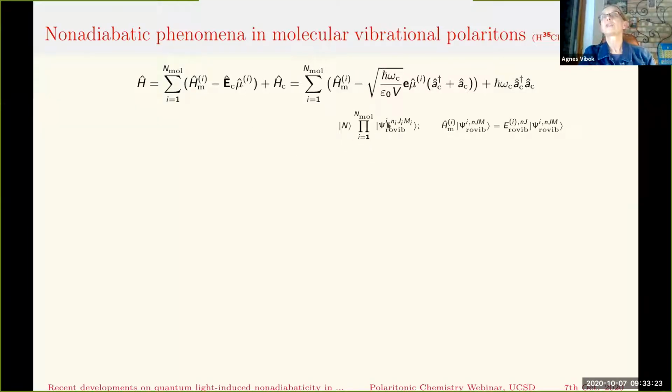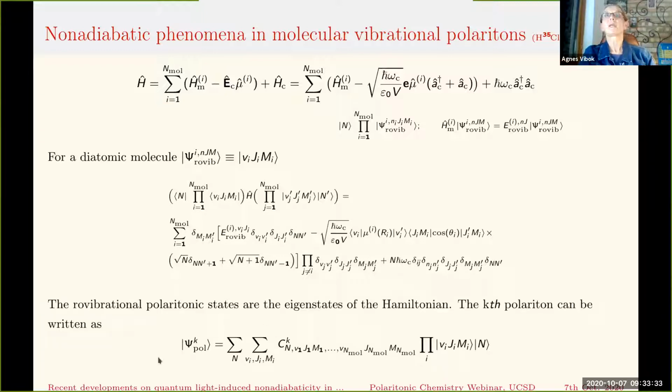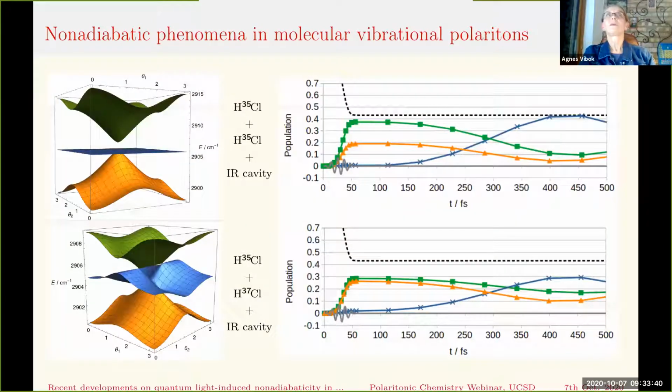These are the field-free states, the basis functions, and then this is the dressing Hamiltonian. To solve this problem, we can obtain the raw vibrational polaritonic states, and by using this, we could draw the vibrational polaritonic surfaces. For the different molecules, we have 3 bright states. And in the case of 2 similar molecules, we have 2 bright and 1 dark state.